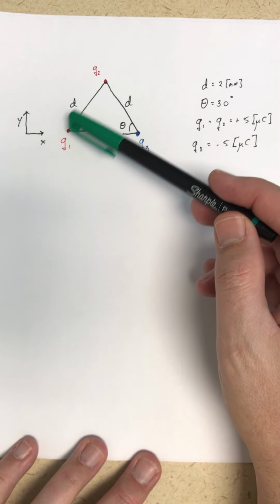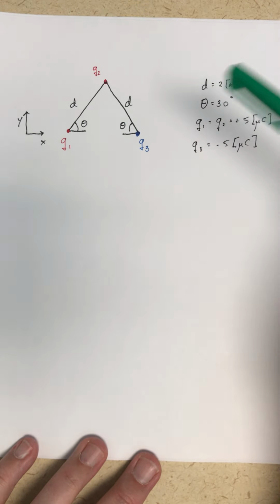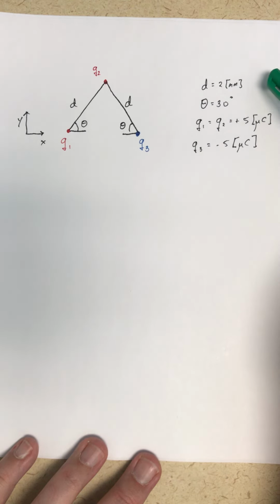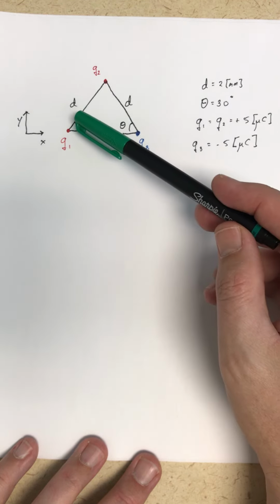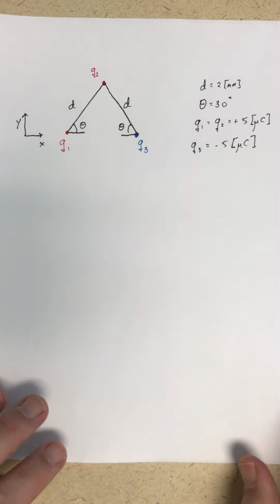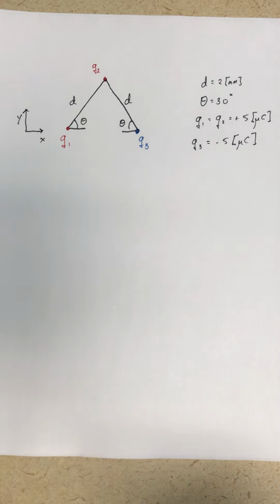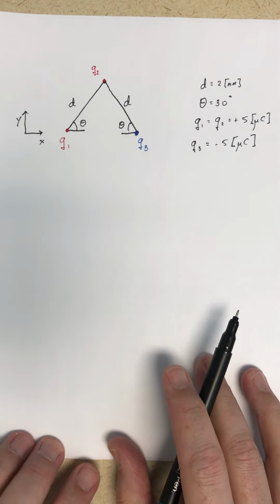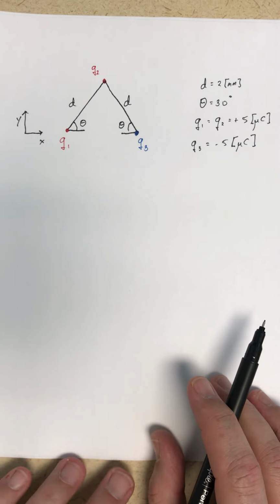The distance that separates Q1 from Q2 is the same as the distance that separates Q2 from Q3. They're both 2 millimeters, and this angle theta is 30 degrees in both cases. So there's a lot of symmetry in this problem. As things develop, you'll see that a lot of things are going to cancel out.